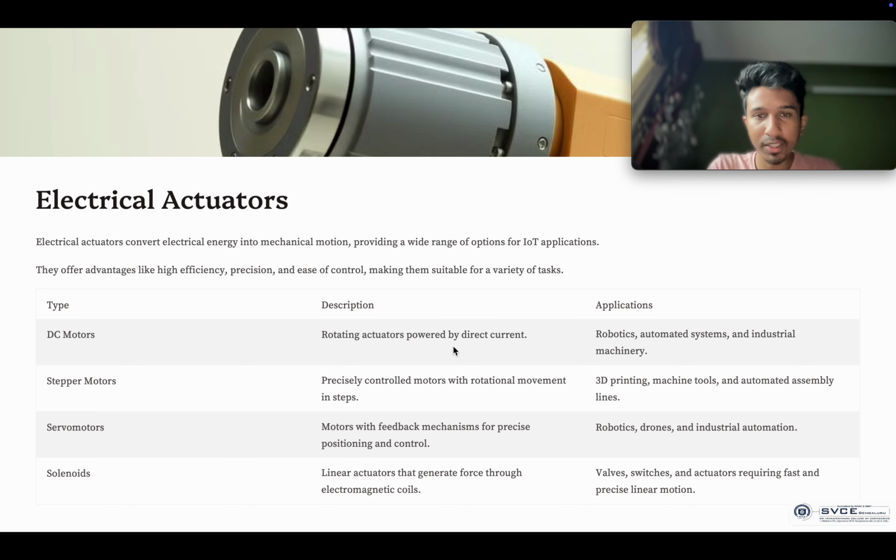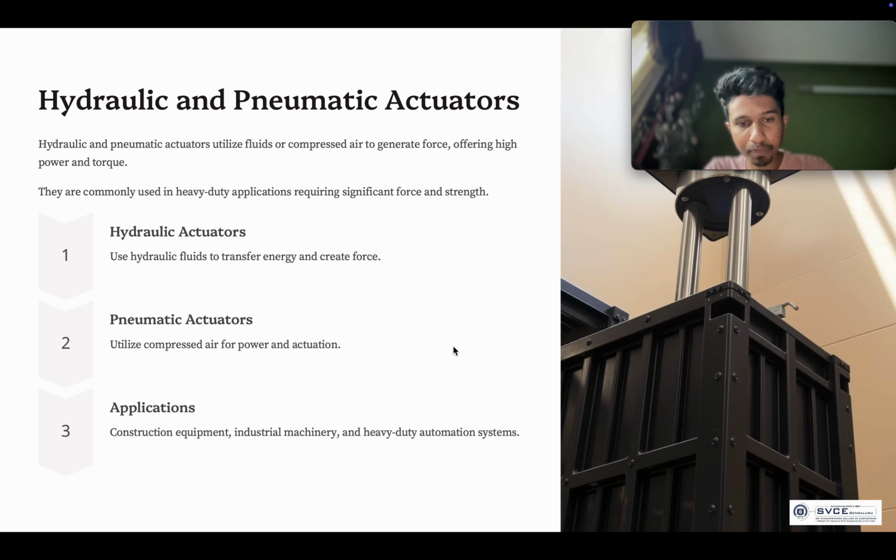DC motors are used to convert direct current into mechanical energy. Stepper motors have a fixed rotational movement. Servo motors have a feedback mechanism for precision control, and solenoids are linear actuators for generating force through electromagnetic fields.